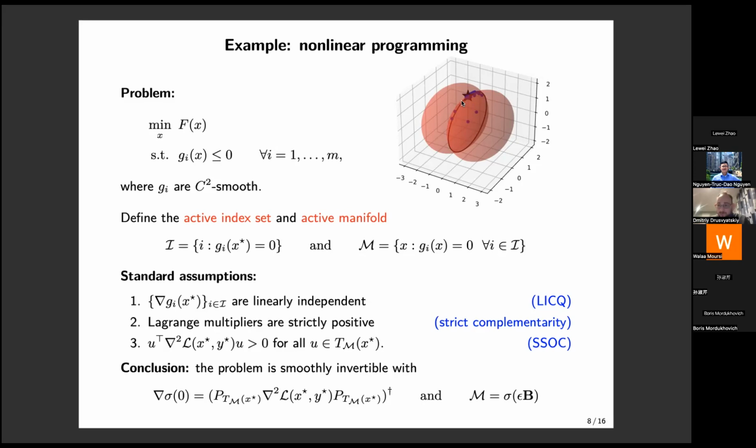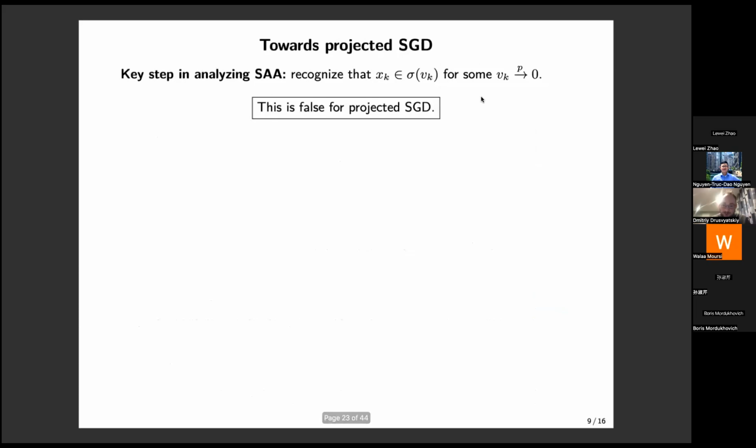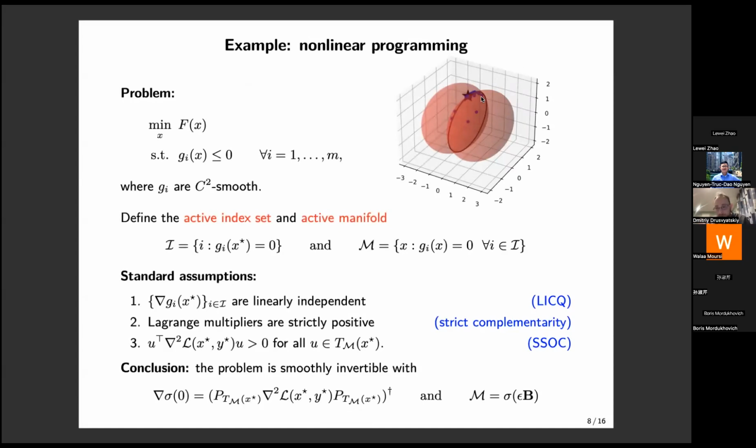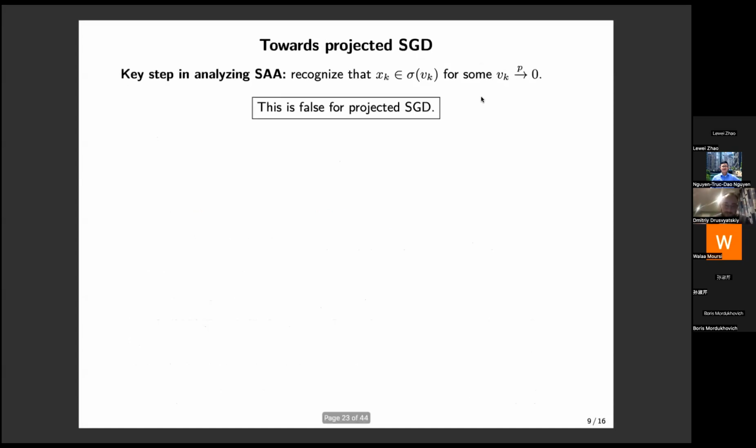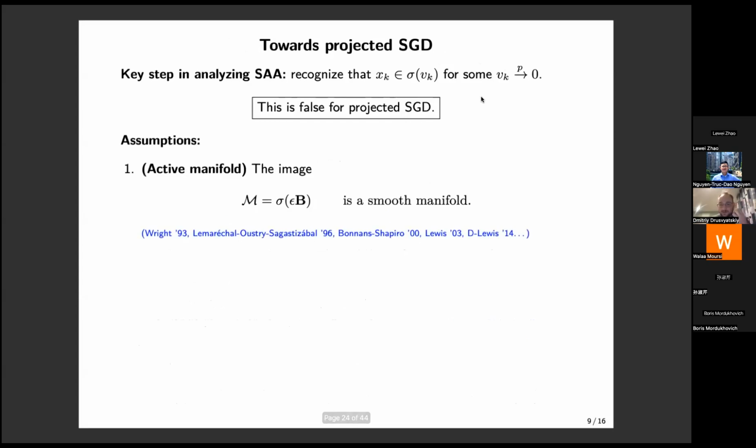This is totally false for the projected stochastic gradient method. As you can see in the picture, the points themselves never lie on this manifold on which the constraints are smooth. And this is what's causing the whole difficulty. You cannot write the iterates generated by the projected stochastic gradient method as solution maps to small perturbations of your problem at all, since they're not lying on this smooth manifold along which the set and the functions are smooth. We need to overcome this. This is somehow a fundamental bottleneck.